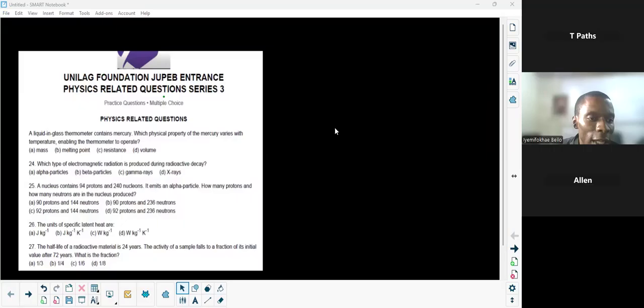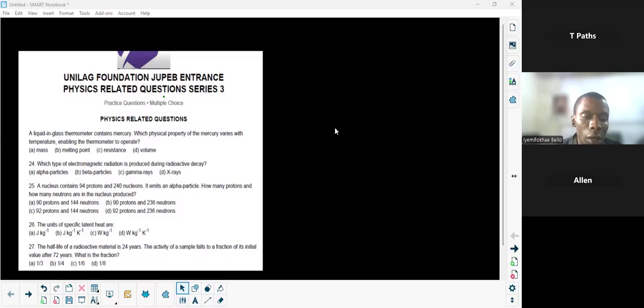So the first question says, a liquid in glass thermometer contains mercury. Which physical property of the mercury varies with temperature, enabling the thermometer to operate? A, mass. B, melting point. C, resistance. And D, volume. The correct answer there is volume.